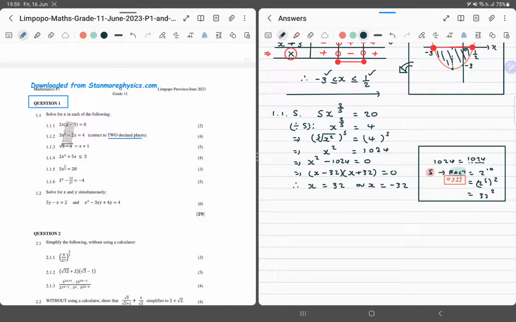So let's say 5 into 32, and then all to the exponent 2 over 5. Let's see if we get a 20 there. The answer is a 20, so this one works. So now when you put a minus 32, we definitely are not going to get it. Right.